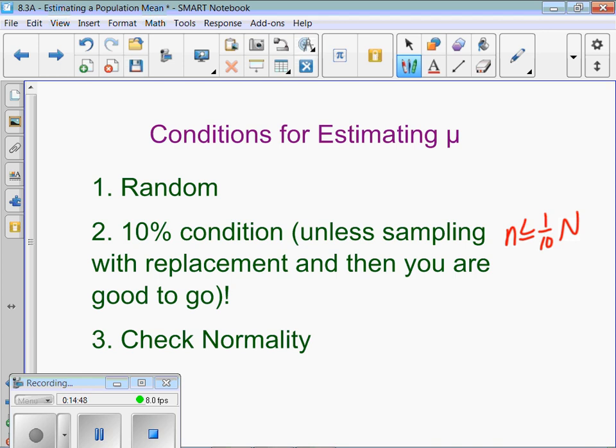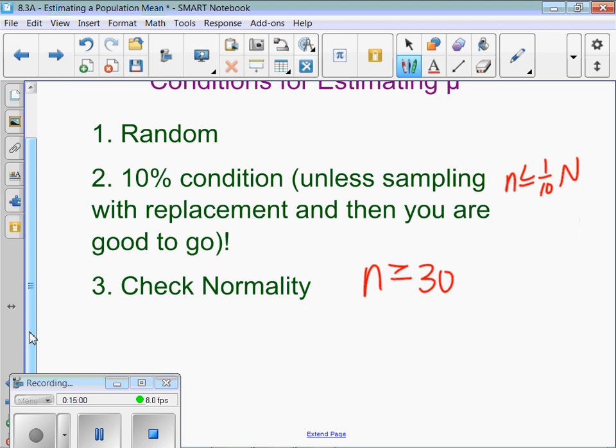For p's, that's np greater than or equal to 10, n times 1 minus p greater than or equal to 10. What do you guys remember for means? Greater than or equal to 30. There is one thing to add. Let's say it's not greater than or equal to 30. You can actually check the graph.